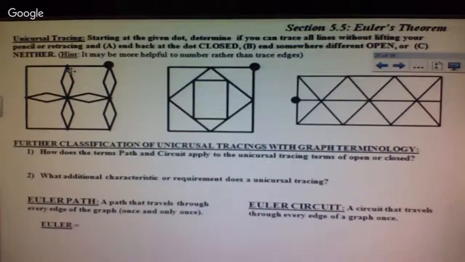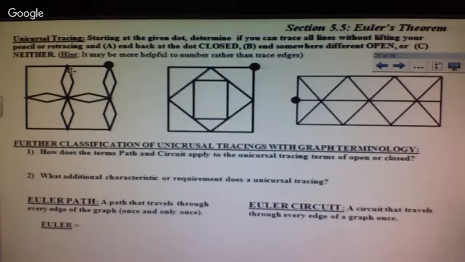All right. So, Euler has come through and he has said, I want to find a way to start at some point on my graph and be able to trace every line once and only once without lifting my pencil. If I can do that and make my way back to the first point where I started, we're going to call that an Euler circuit. If I can trace every line and start at one point and end at a different point, we're going to call that an Euler path. And if I can't do it at all, it's called neither.